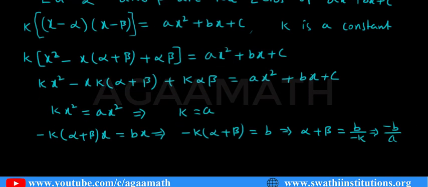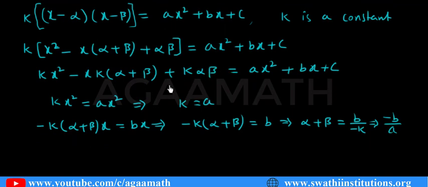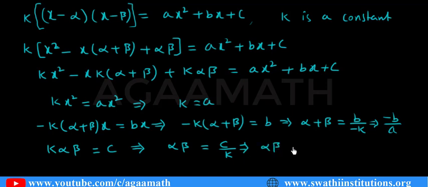Now we have the last term, that is constant term, right? So that is k alpha beta is equals to c. Alpha beta is nothing but product, right? So alpha beta equals to c by k, means product of the zeros is equals to c by k, where this c by k is nothing but alpha beta is equals to c by a, where we already know that k is equals to a.